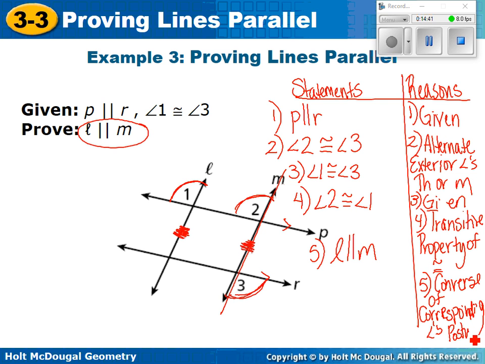The rest were theorems. Again, when do I know to write converse of? When you're proving lines parallel. So look at what your statement is and then ask yourself, am I proving the lines parallel? If so, then converse of. If I'm not, then it's just the original theorem. So then it's just up here, alternate exterior angles theorem. Questions? Okay, that's 3-3. We're going to shift gears to 3-4 now.